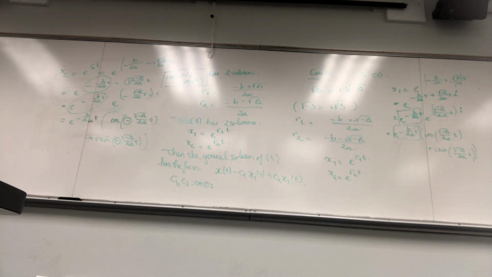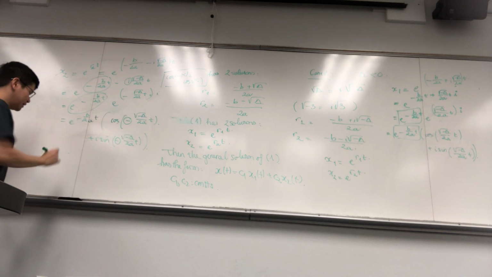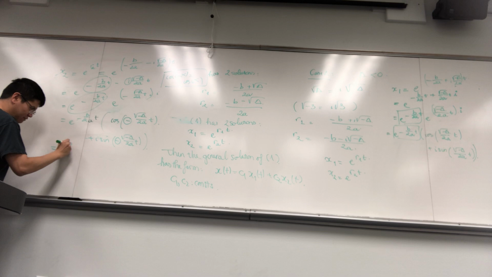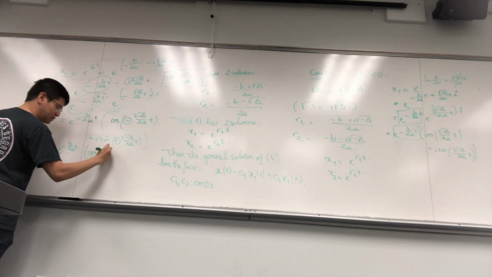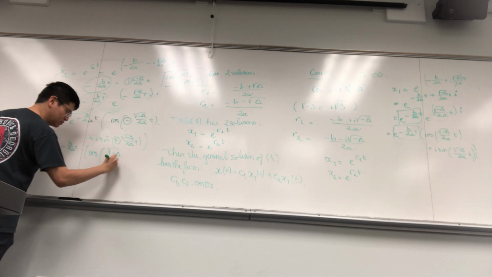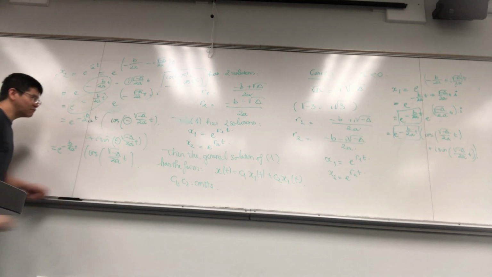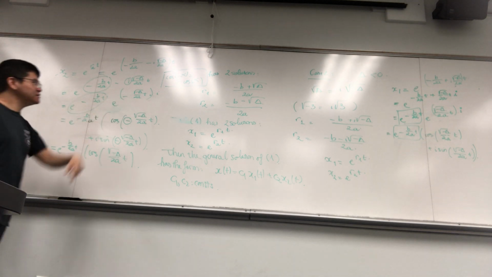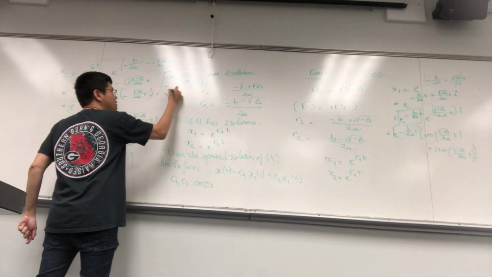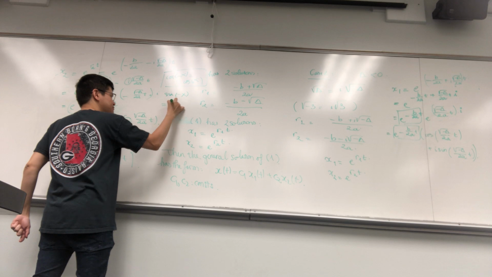So for the first one, I'm gonna get e to the power b over 2a t times cosine of square root of minus delta over 2a times t, right? So you can remove the minus. Now, sine of minus x will be minus of sine x.